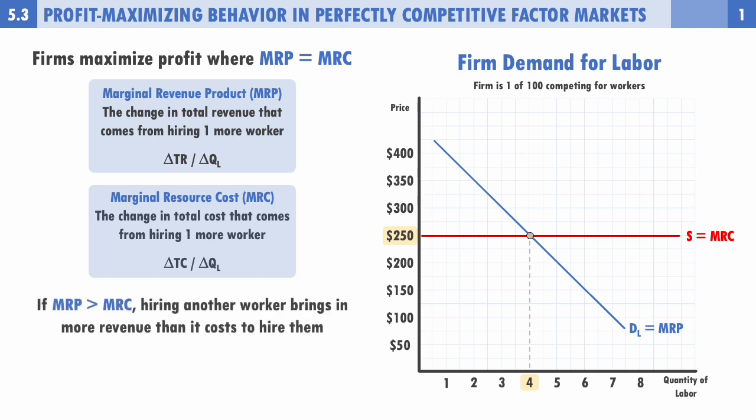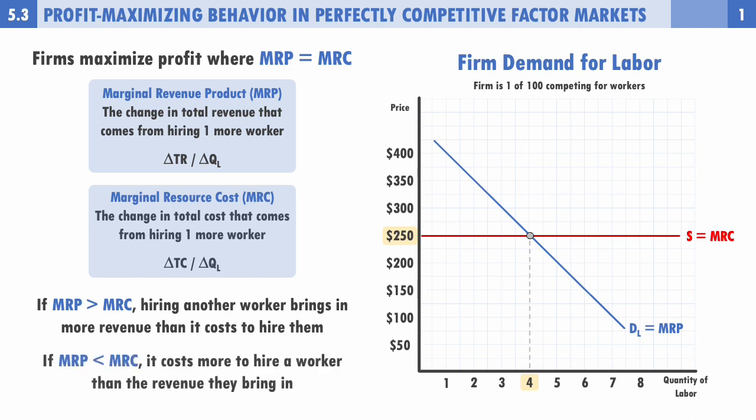Why is that? Well, remember, if MRP is greater than MRC, so right there we're at our quantity of 4, anything to the left of that quantity of 4, if you notice our MRP, which is the blue line, is greater than our MRC, the red line. It's higher than it. And because of that, every time we hire another worker, it brings in more revenue than it costs to hire them, which is adding to our profit. I'll show you guys that actually on the next slide.